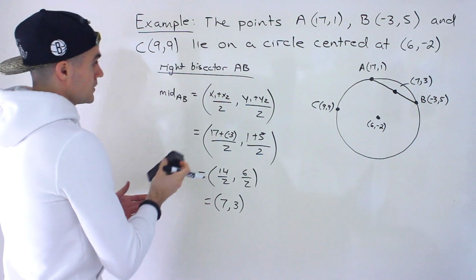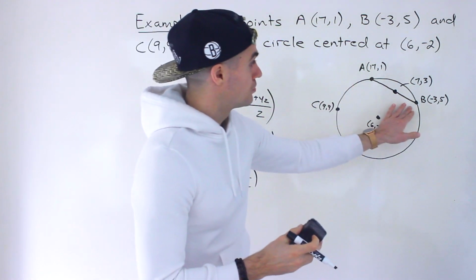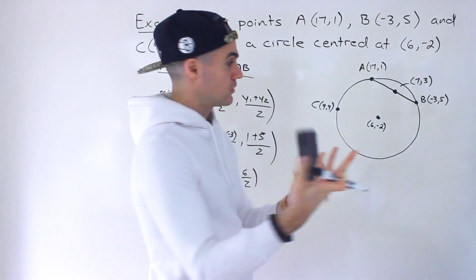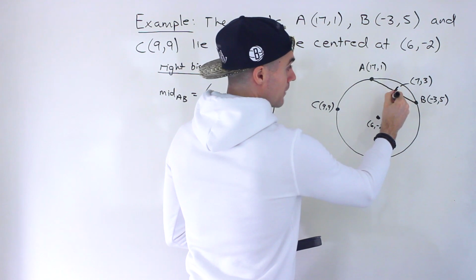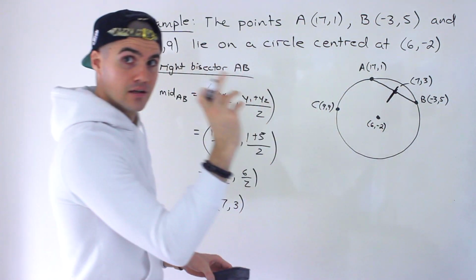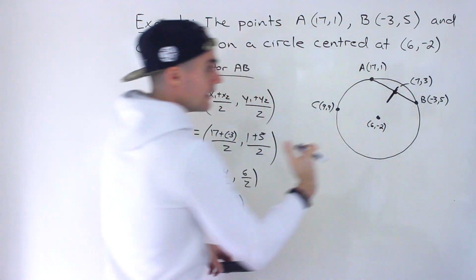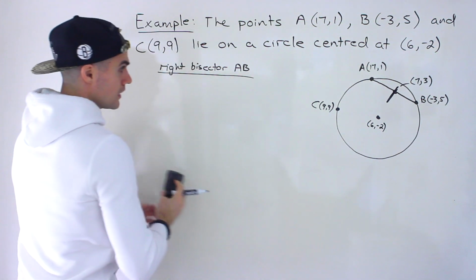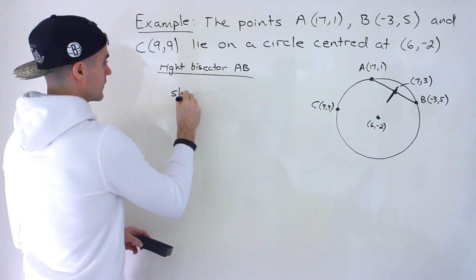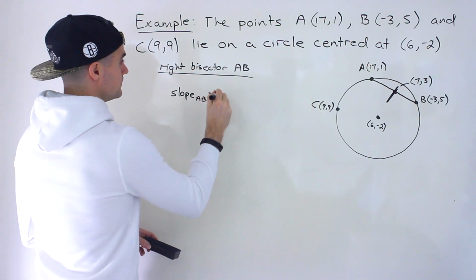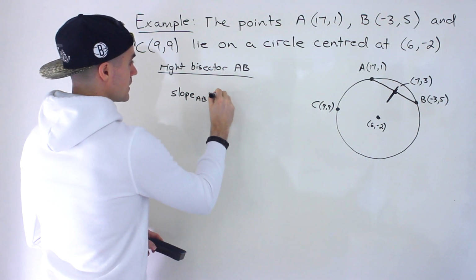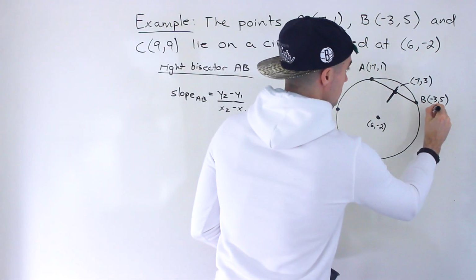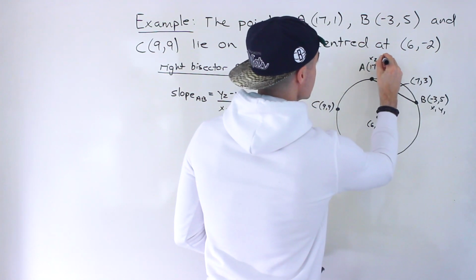Now what we want to do is find the slope of AB, because after we have the slope of AB, we will get the negative reciprocal of that to get the perpendicular slope of the right bisector. And then once we have the slope of the right bisector, and we also have a point, then we can find the equation. So let's find the slope of AB, which is going to be y2 minus y1 over x2 minus x1. So let's actually label this. We'll have x1, y1, x2, y2, like that.